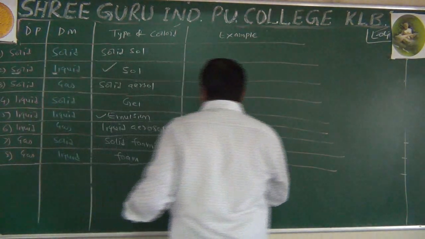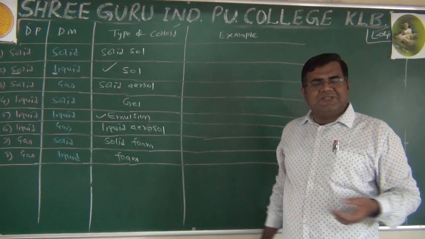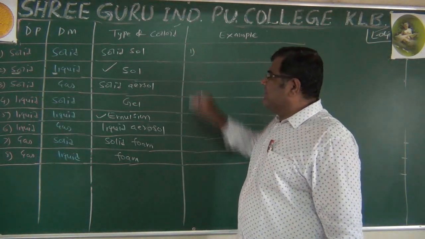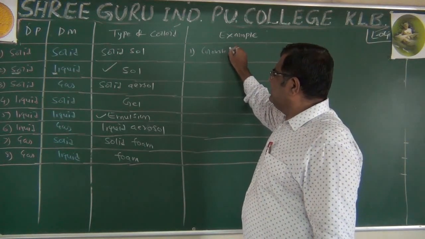Now, the most important thing is examples. Examples are not difficult to understand, but they are very unique, so you have to remember. I will number the examples. First is the colored glass.